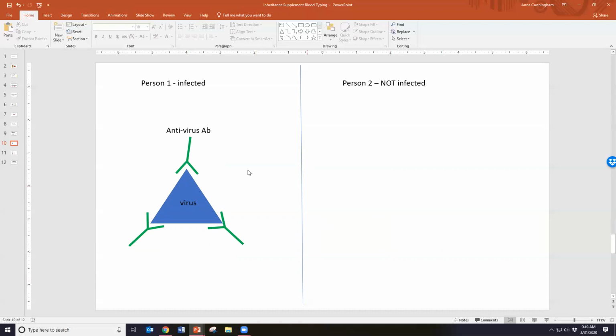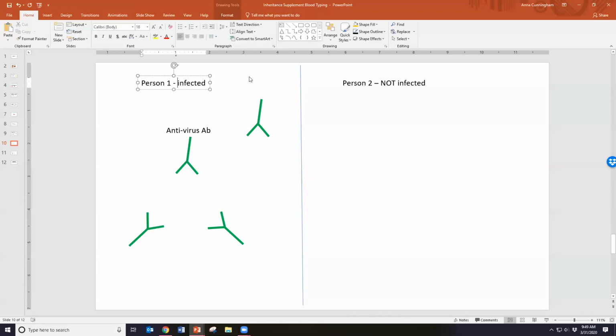So since antibodies are present in the plasma, let's say that person 1 got infected with the virus, they created a bunch of antibodies to the virus, and that led to the virus being eliminated. The virus is gone. They're no longer infected, all right? So let's say previously infected now.